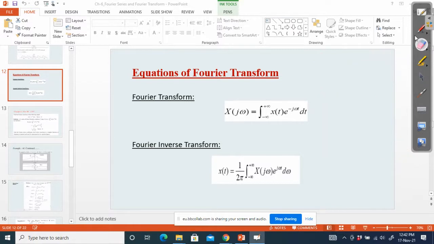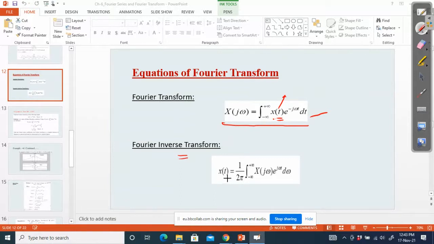Fourier transform is used to represent a non-periodic signal in terms of complex exponentials, and this is the formula. x is the signal, and I want to represent this signal in complex exponentials, or in easy language, in sine and cosine. Then we use Fourier transform for the non-periodic signal: X(j omega) equals the integral of x(t) e to the power minus j omega t dt. This is the general formula, and X(j omega) is the Fourier transform of the x(t) signal, and this is the inverse Fourier transform.